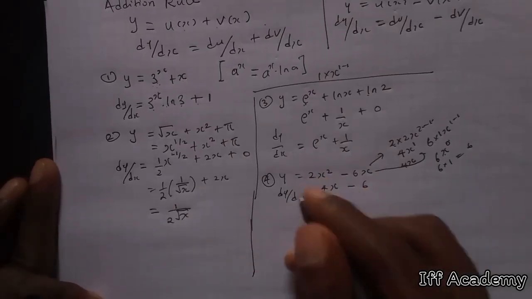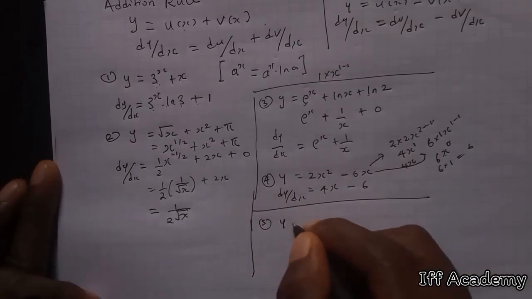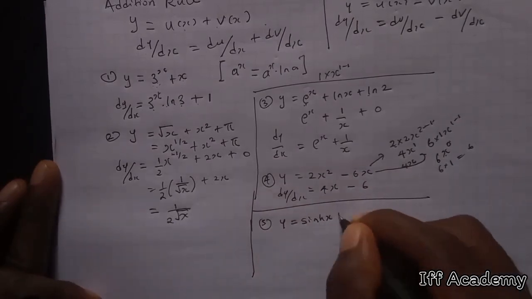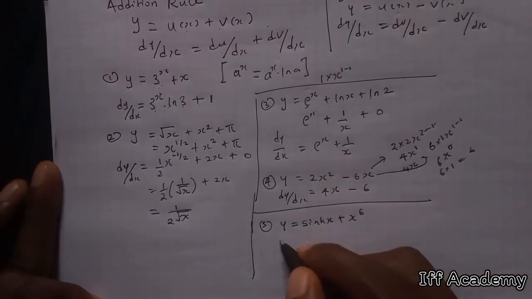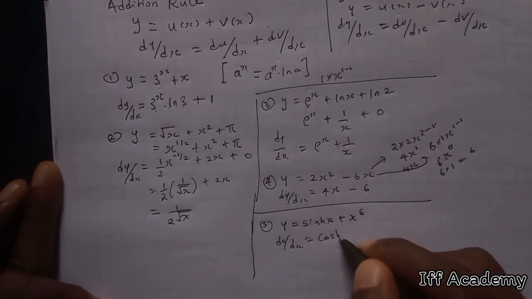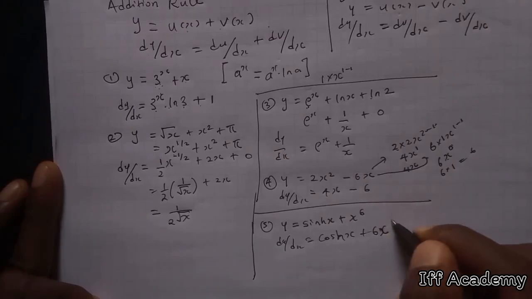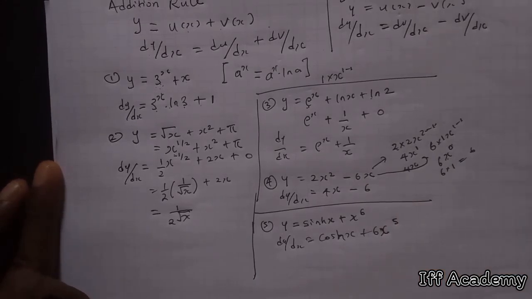So the final one under this would be y equals this, we're having a hyperbolic function here. All right, so dy over dx will be what? cos x plus 6x raised to power 5. So it's as easy as that. So now let's look at the product rule.